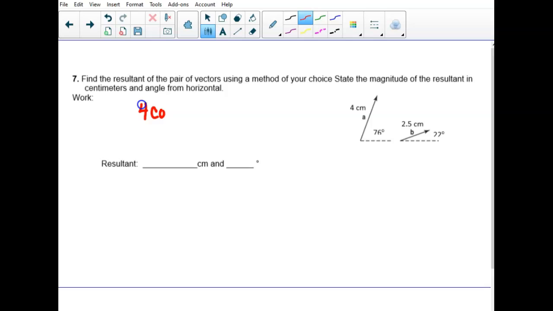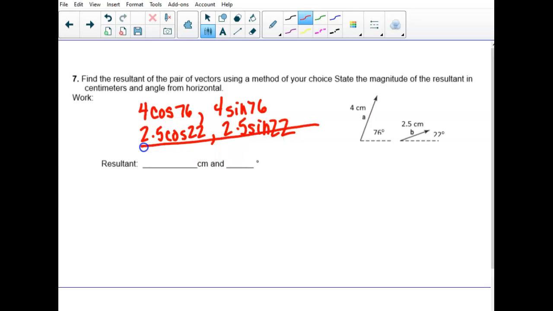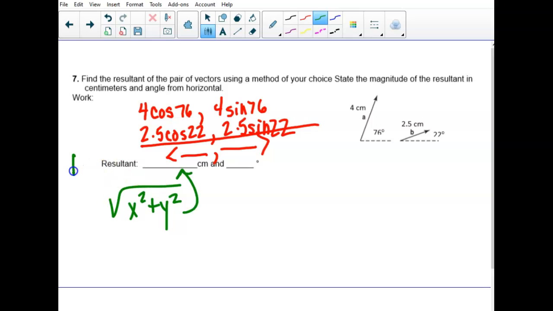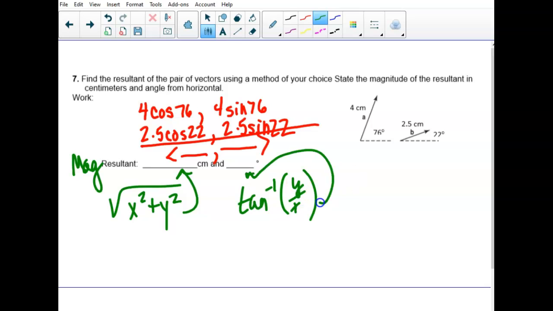But just to review that, it's 4 cosine 76, 4 sine 76, and then 2.5 cosine of, is that 22, are we going with? And 2.5 sine of 22. And then you add those and you end up with some decimals. Once you've added those, you take the square root of those to get the resultant magnitude. This should say magnitude of resultant, okay? And then inverse tangent of those, which is going to be a quadrant 1 angle, so you don't have to worry about adding anything. That's what would go here.